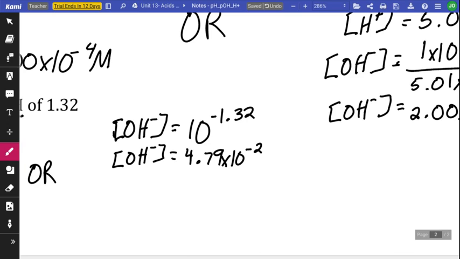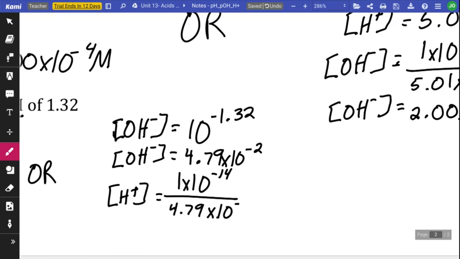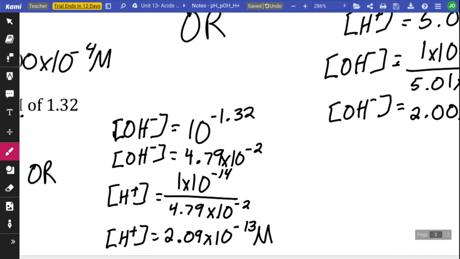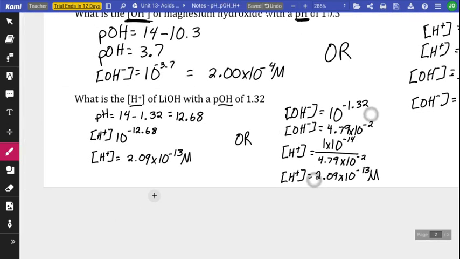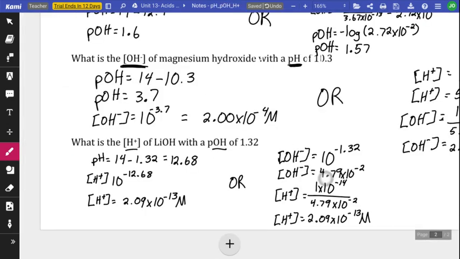But I'm looking for my hydrogen concentration. So hydrogen concentration equals 1 times 10 to the negative 14 divided by our hydroxide concentration, 4.79 times 10 to the negative 2. Okay, plug that in the calculator, and I'll find my hydrogen concentration equals 2.09 times 10 to the negative 13 molarity. And again, those do match up.